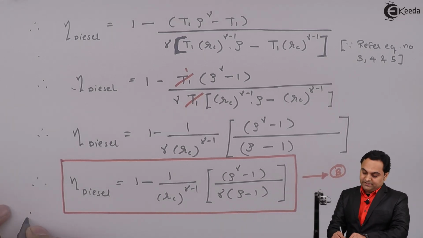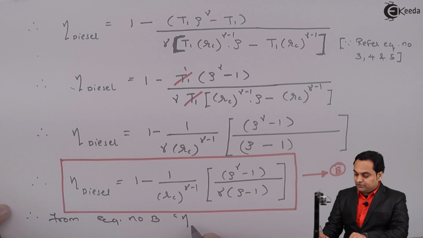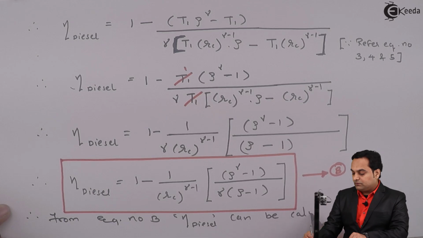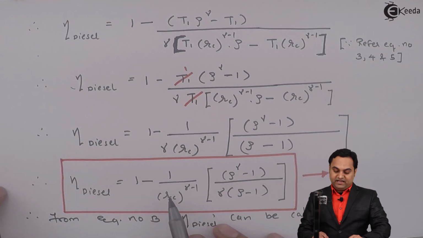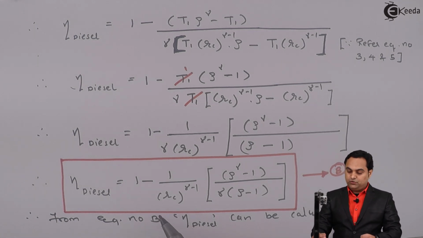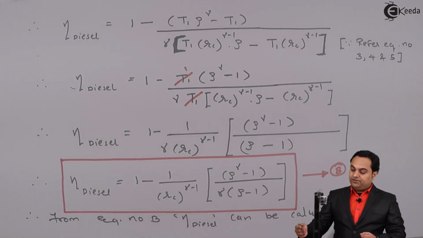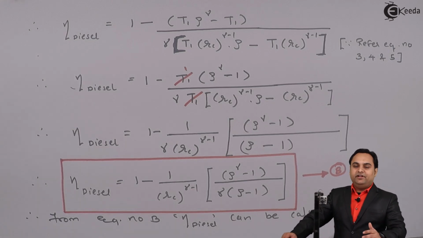So therefore I'll say that from equation number B, efficiency of diesel cycle can be calculated. And here we can see that diesel cycle efficiency is dependent on two terms, that is RC, which is the compression ratio, and rho, which is called the fuel cutoff ratio. And here in this video we have seen the efficiency formula for the diesel cycle and how it is derived.